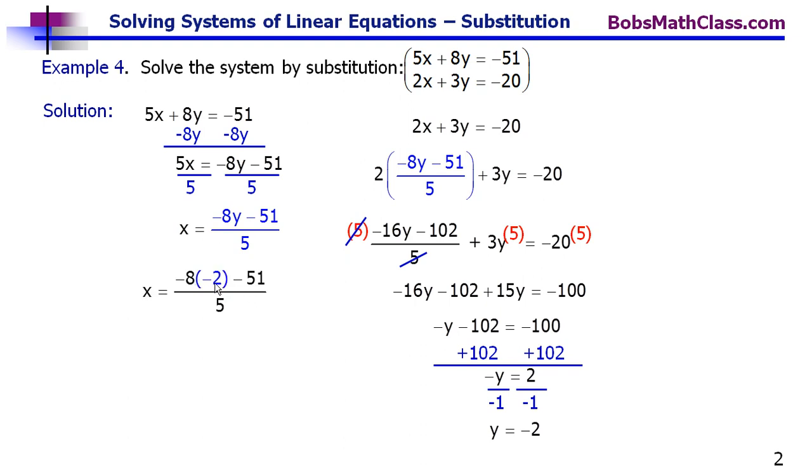Now -8 times -2, that's 16. 16 minus 51. So really we've got to subtract 16 from 51. And that'll be a -35 over 5, which is equal to -7. So our x is -7 and our y is -2.